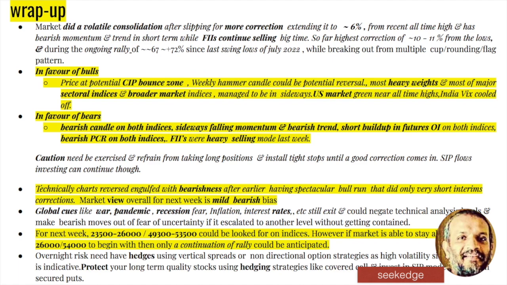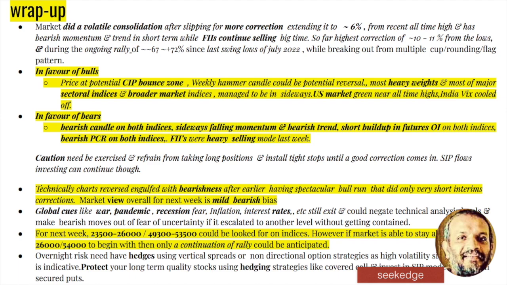That's the worry. Overall, the correction since the 72% rally from June 2022 is maximum 11%, and it has corrected only 6 to 8% in Nifty and Banknifty. So more could come in, I don't know. Let's try to bucket the different parameters which are in favor of the bulls and bears.